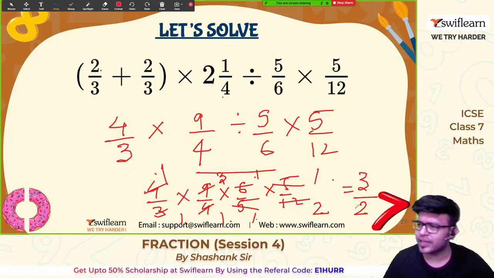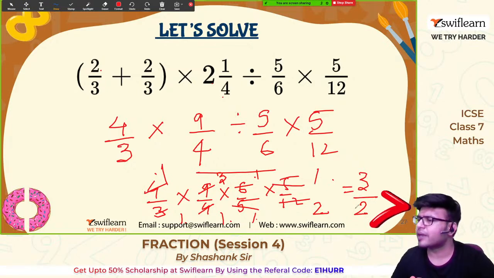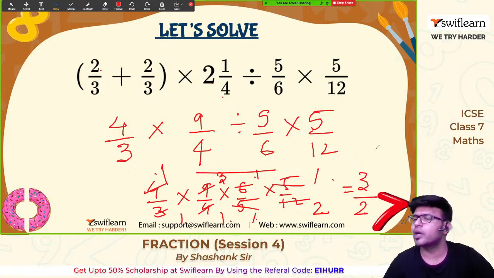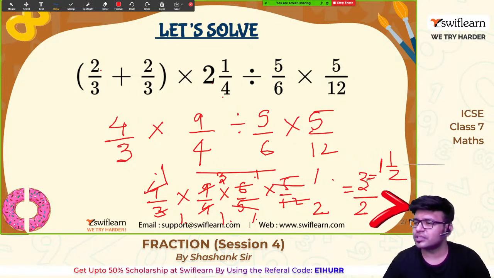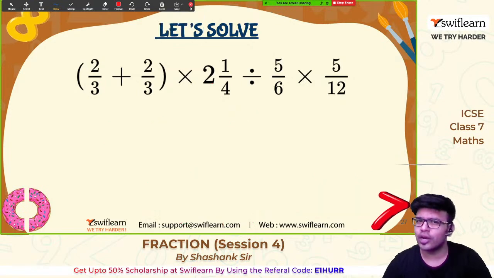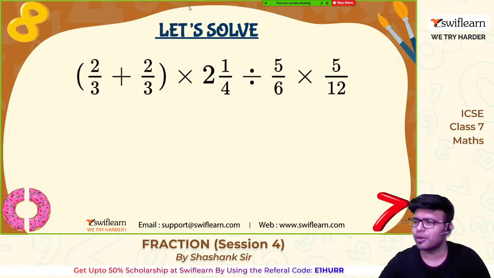Is it a mixed fraction? Is it an improper fraction or a proper fraction? Yes, it is an improper fraction. Convert this into a mixed fraction, you get 1 integer 1 by 2. This is how we solve this. Okay, so those who are new here, let us solve the next problem.